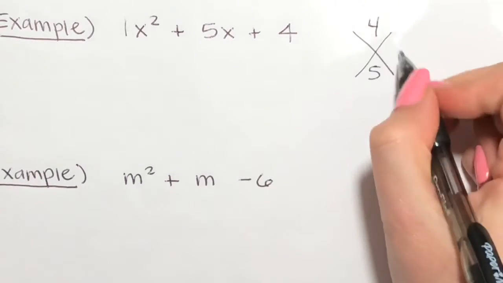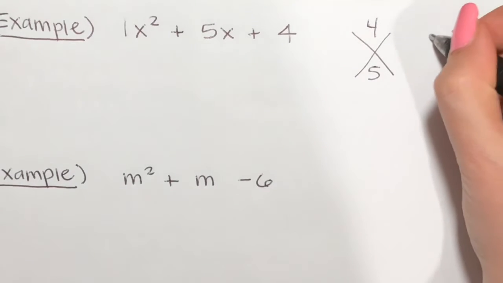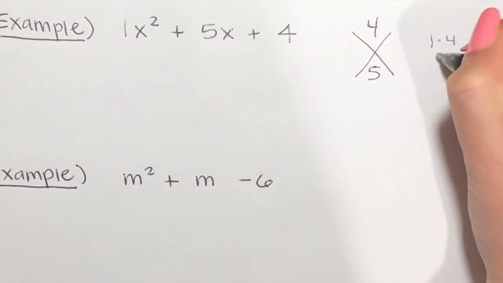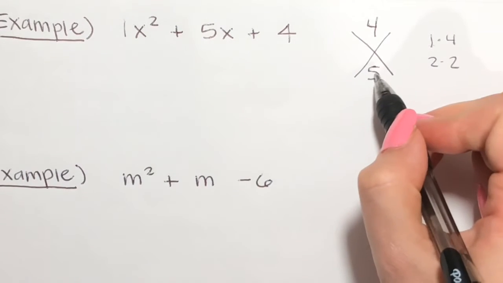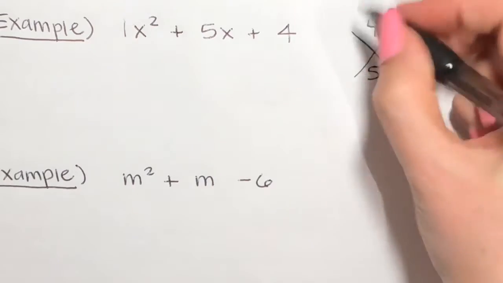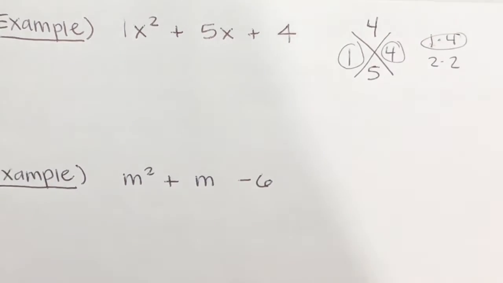And then the middle number 5 goes on the bottom. And we're thinking, what two numbers when I times them equal 4, but add to be 5? Well, the numbers that multiply to be 4 are 1 times 4 or 2 times 2. Well, 1 times 4, when I add it, 1 plus 4, that equals 5. So that's the group that we want to pick. So I'm going to take a 1 and a 4.